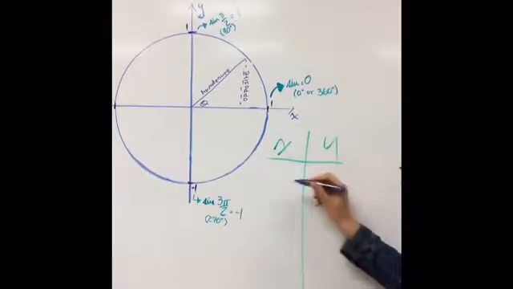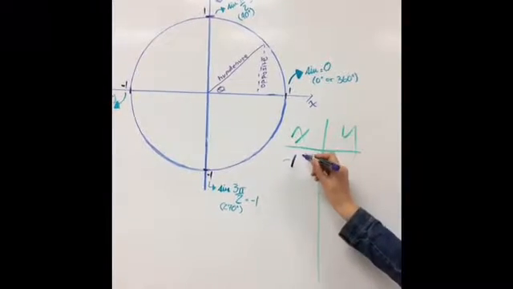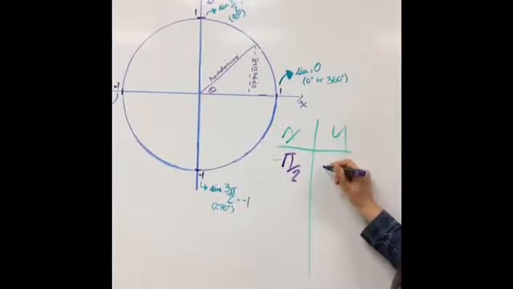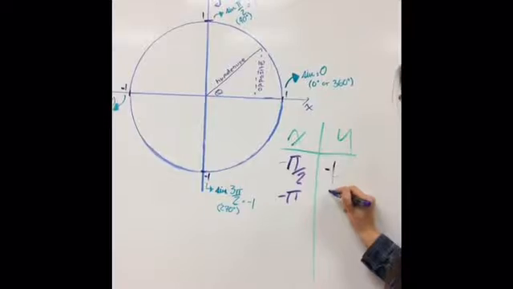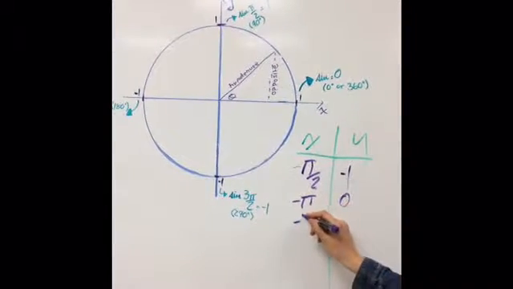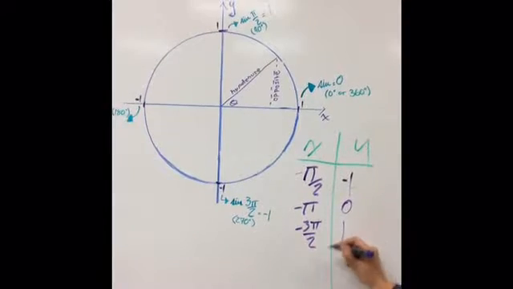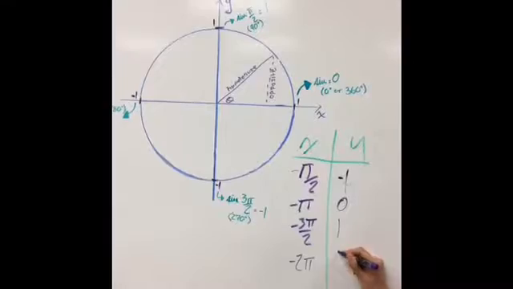So sine of negative pi over 2 is the same as sine of 3 pi over 2, or negative 1. Sine of negative pi is the same as sine of pi, which is 0. Sine of negative 3 pi over 2 is the same as sine of pi over 2, which is 1, and then sine of negative 2 pi is 0.